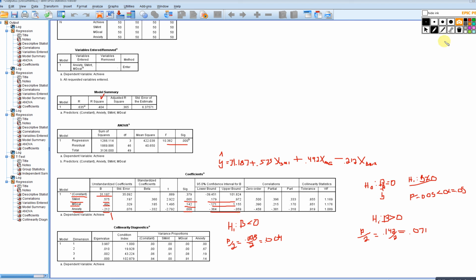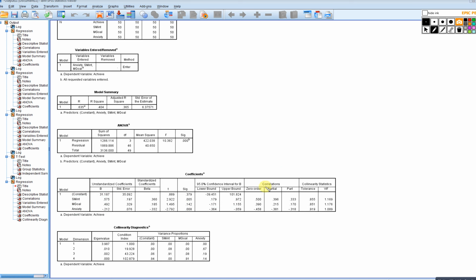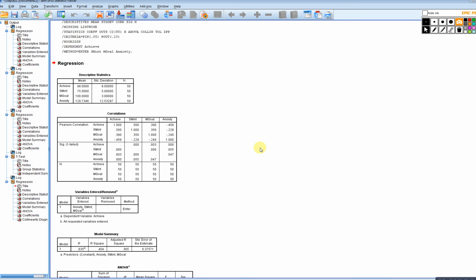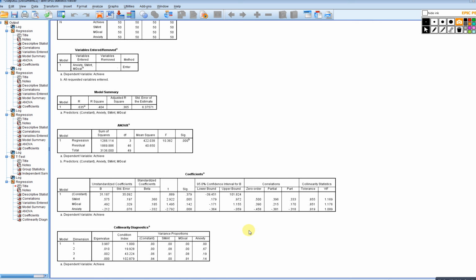You'll notice too that under correlations, the zero-order correlations are basically Pearson's correlations, so it's just looking at the relationship between subject matter interest and achievement while not controlling for any overlap with mastery goals and anxiety. So these correlations that you see in the zero-order column are actually reflected back in the previous correlation matrix that we see up here. So there's no real big surprises there.